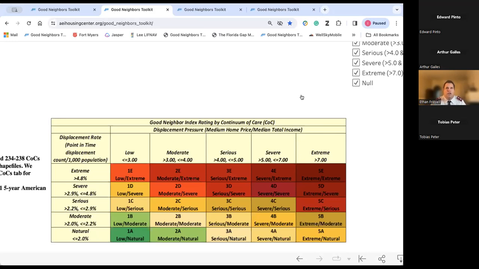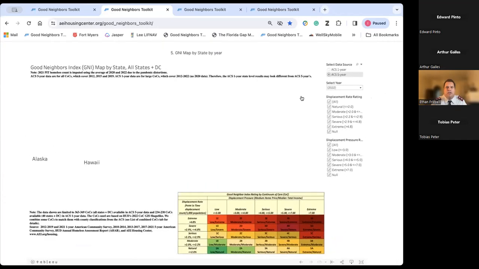And it also allows for talking points within communities to say, okay, currently you may have a serious housing pressure, but you're actually natural in the sense of your system is behaving the way that we would expect it to. Or we might say you have a serious issue, but you're extreme, your system is not doing well at all. I tend to get the most calls from practitioners when their community is going from natural to moderate, or moderate to serious, because they're experiencing a new level of displacement that's causing social discomfort. And so that's how we did that.